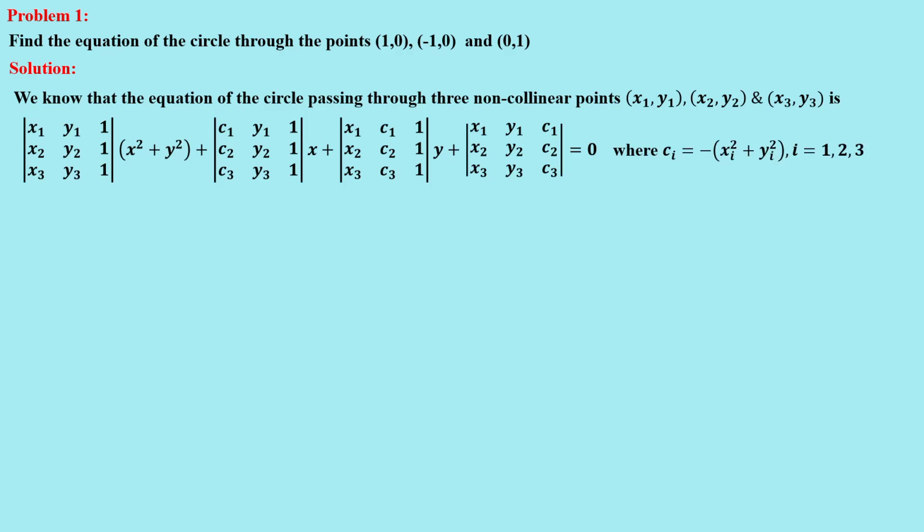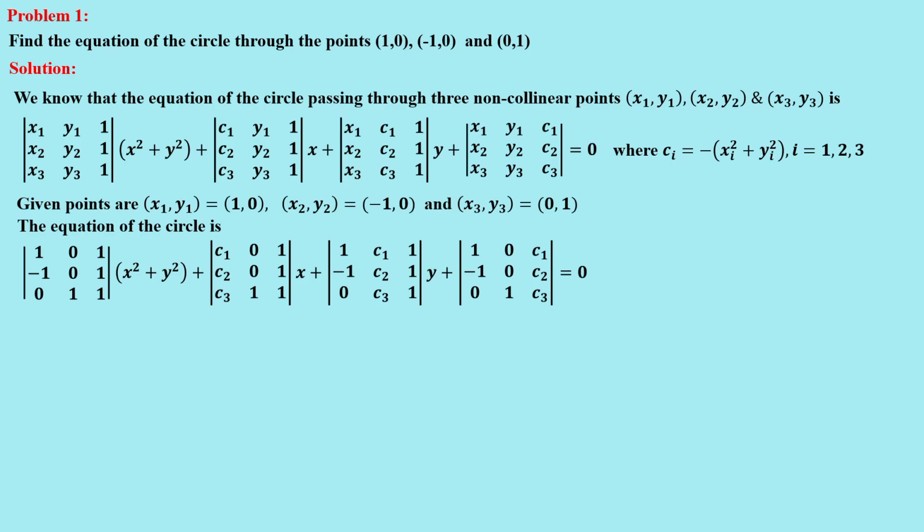Where c1, c2, c3 are minus (x1² + y1²), minus (x2² + y2²), minus (x3² + y3²). So the given points are: take (x1, y1) equal to (1, 0), (x2, y2) equal to (-1, 0), and (x3, y3) equal to (0, 1).